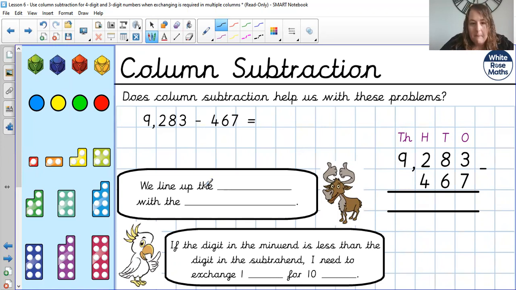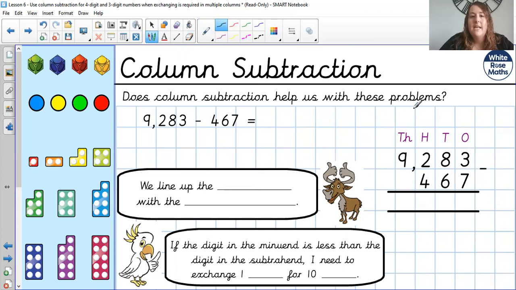Okay, Coco's advice down here then, if the digit in the minuend, which is our bottom one, is less than the digit in the subtrahend, we need to exchange. Just going to say that again because I think I said that the wrong way around. If the digit in the minuend, which is this number here, which is our top one now, sorry, is less than the one in the subtrahend, which is the bottom one, we're going to need to exchange. So that is going to happen, I can see in my ones column here.